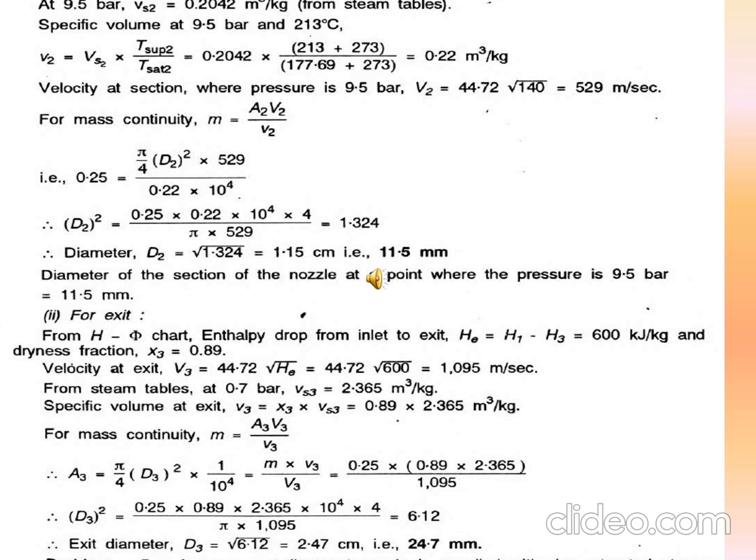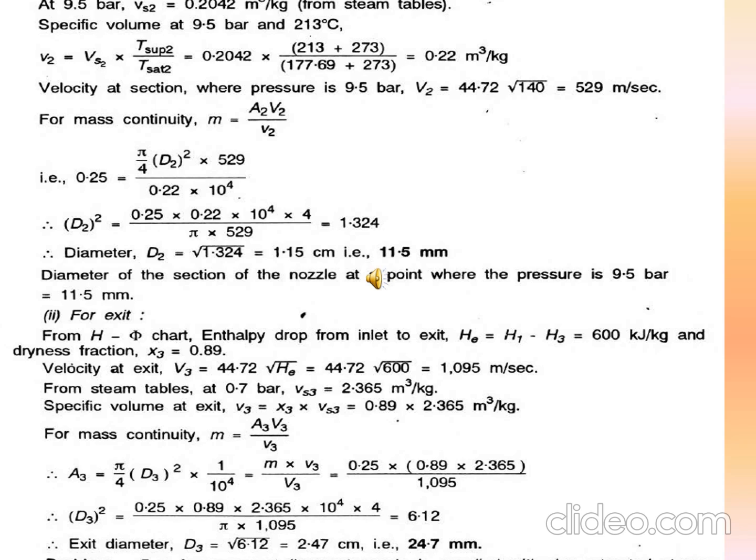Then we can find out the d value by putting the formula a equals pi by 4 d square. So d equals square root of 4a divided by pi. We can find out the diameter, which value is 11.5 mm. Okay, then we'll go to the exit.